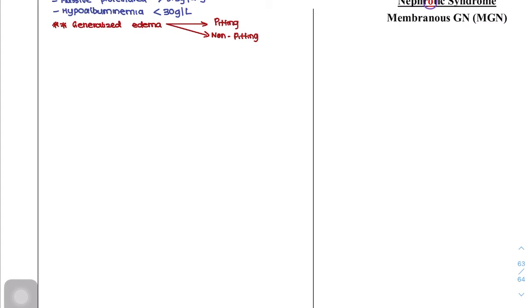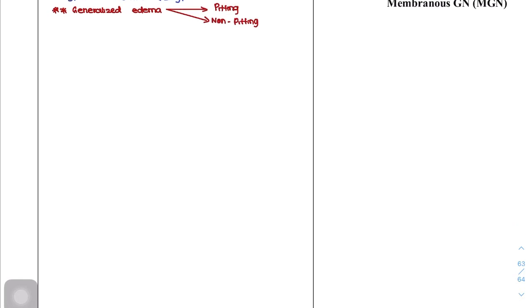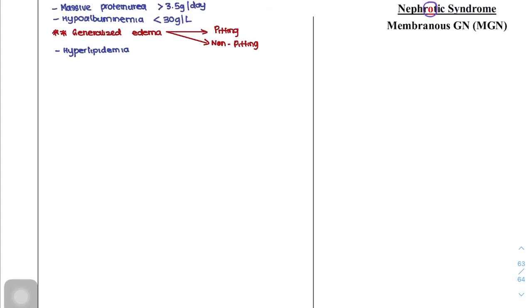Non-pitting edema is more common in situations such as cancers. In more dangerous situations, you get non-pitting edema. Pitting edema is what we get here. We push on the skin and the skin does not come back. In non-pitting edema, we push on it and it does not create a pit. We get hyperlipidemia and hypercoagulability, but that is not really essential here.